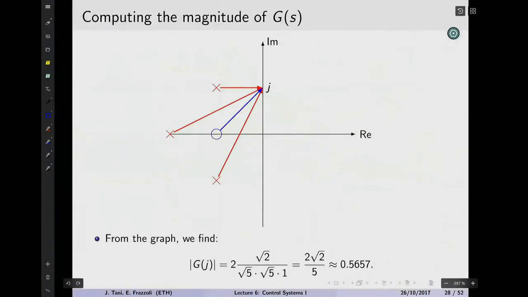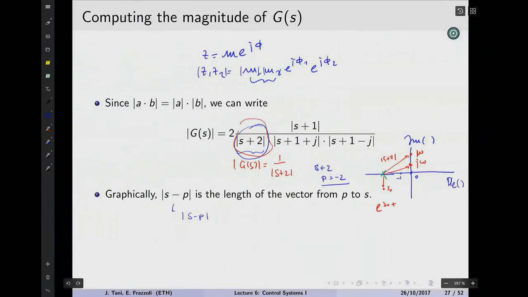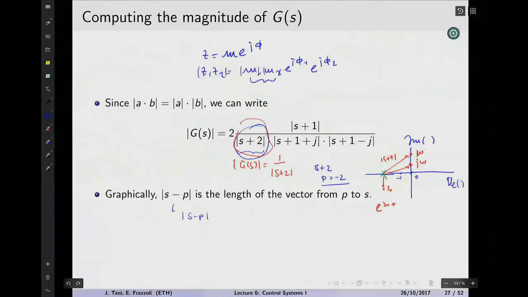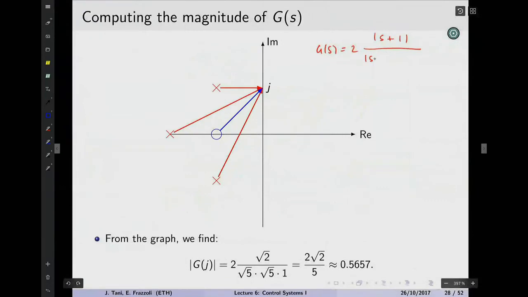So, let's actually take this real example. Let me rewrite it here. What is it? G of s is equal to what? It's equal to twice s plus 1 over s plus 2, s minus 1 minus j, s minus 1 plus j. Is this right?